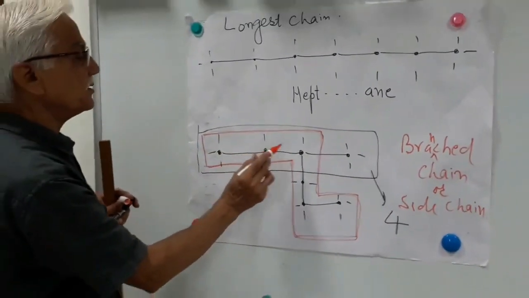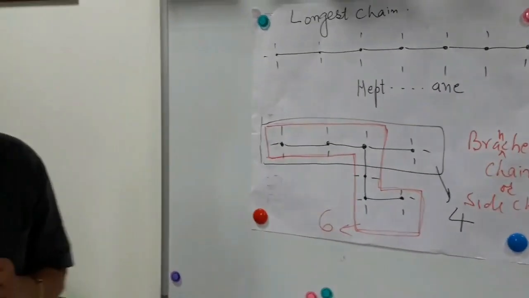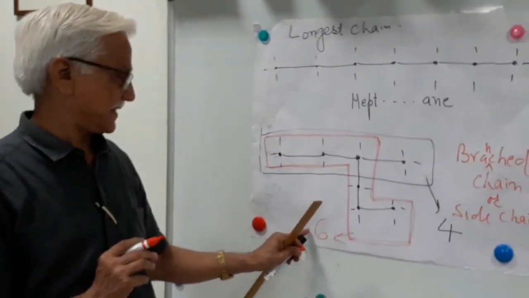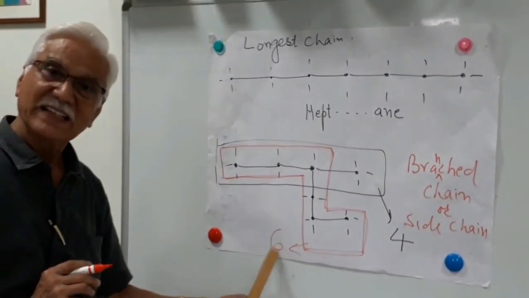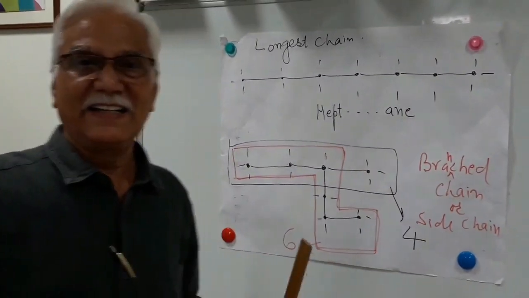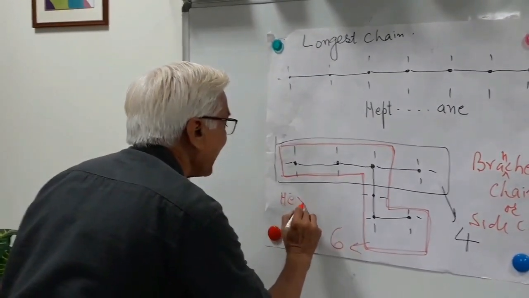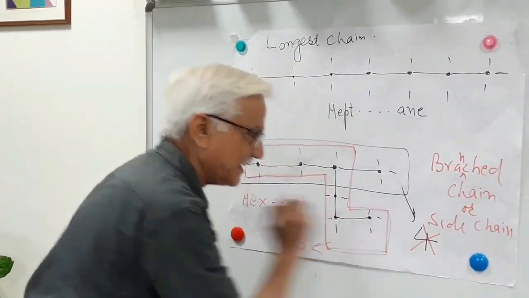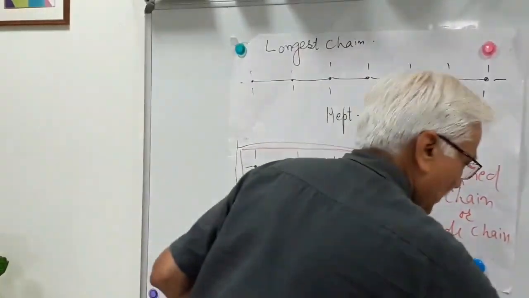Now how many? 1, 2, 3, 4, 5, 6. This has 6 carbon atoms. So which is the longest chain? 6. So 6 means hex. Here it is hex, because the maximum number of carbon atoms in a continuous chain is 6. So it is hexane: hex, and then the parent chain, and not this. This is incorrect. This is correct. So this is the rule of the longest chain.